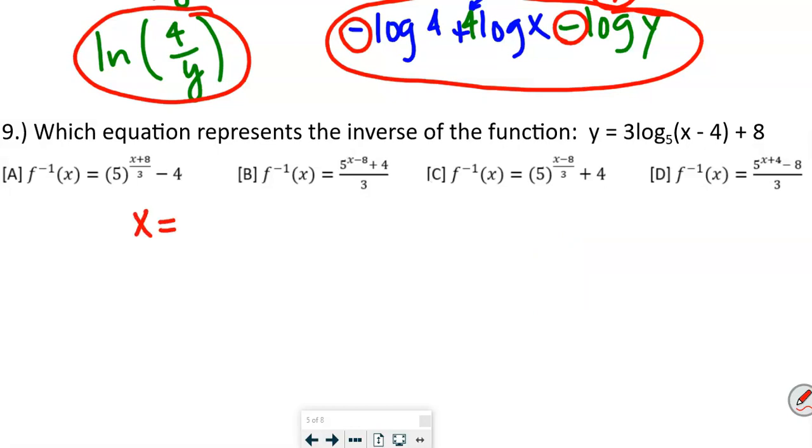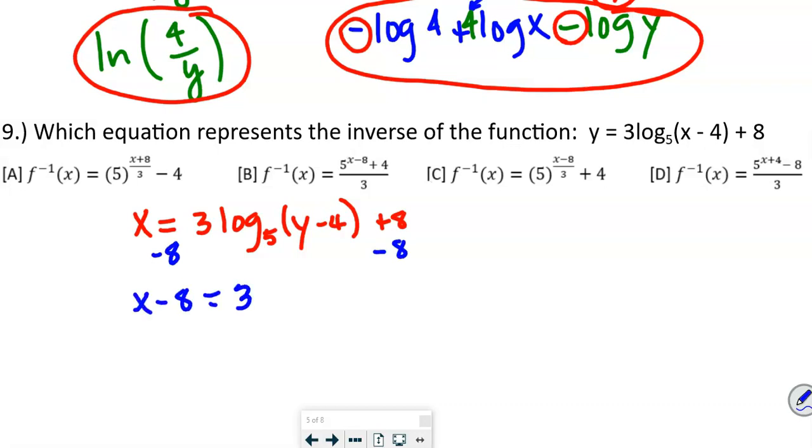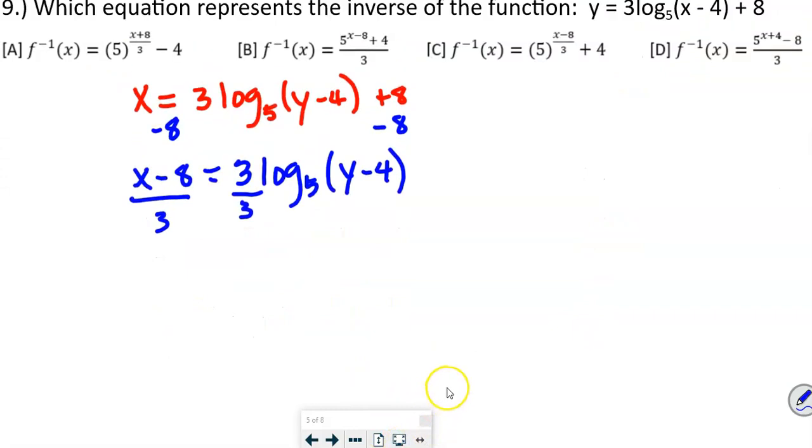So x equals 3 log base 5 of y minus 4, plus 8. So we're going to subtract 8 from both sides. So that's going to be x minus 8 equals 3 log base 5 of y minus 4. Now we're going to divide both sides by 3, aren't we? You got it. So let me go down a little further so we have a little more space to work with.